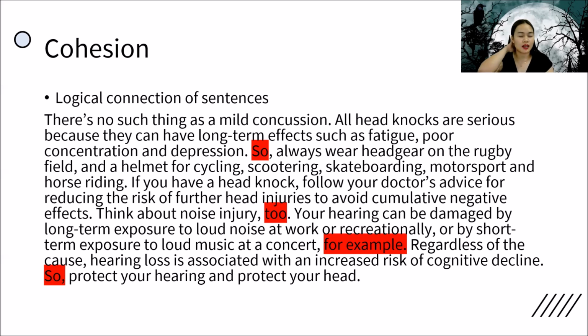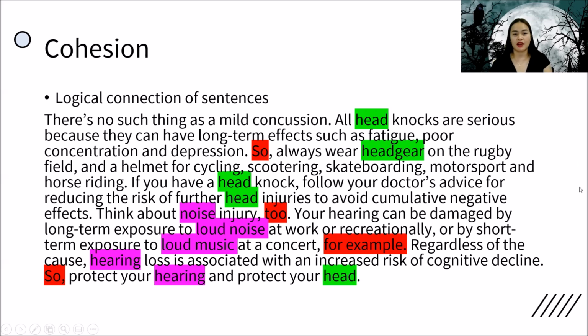We make sure the sentences are connected. So coherence is when we make sure the ideas are connected, while cohesion is when we make sure the sentences are connected. Not just the linking words like this, there are actually some other ways to make sure the sentences are connected. For example, now I color code.